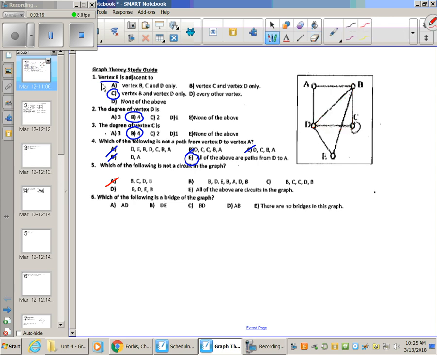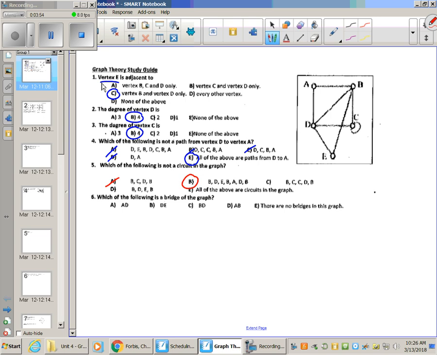With answer choice B, it says B, D, E, B, A, D, B. So you're going to have to trace and see if that works. B, D, E, B, A, D, and then over to B. Okay, well, there's no way to get back to B, so that's not a circuit. That's impossible. The only way to do that is to backtrack, and we can't do that. Okay. So it has to be B. Again, you can check the other answer choices, but that is the only circuit that does not work in this case. The other ones do.